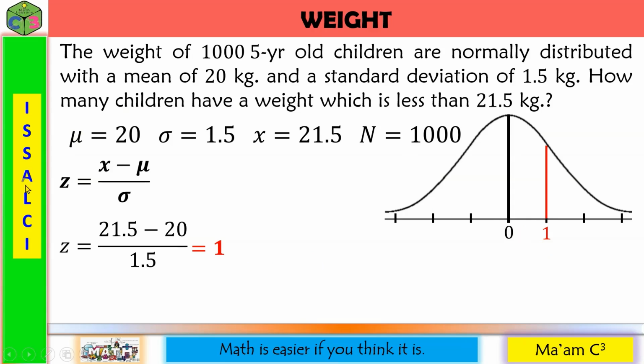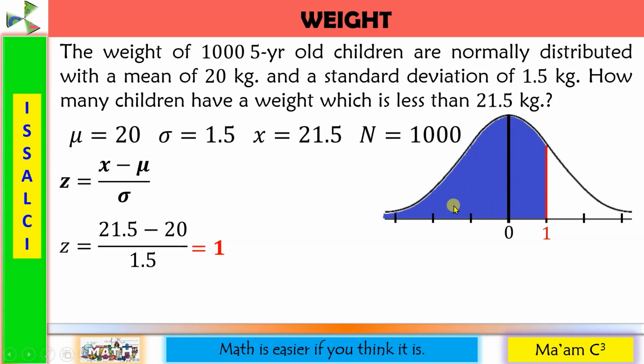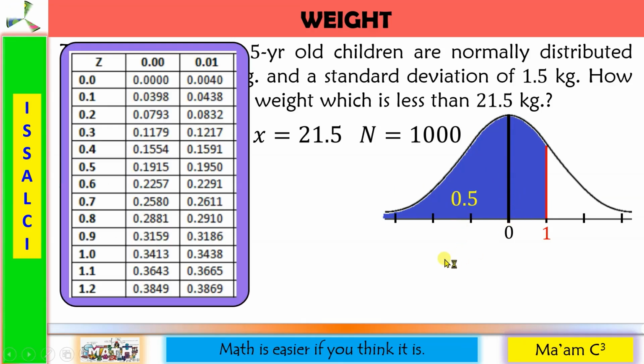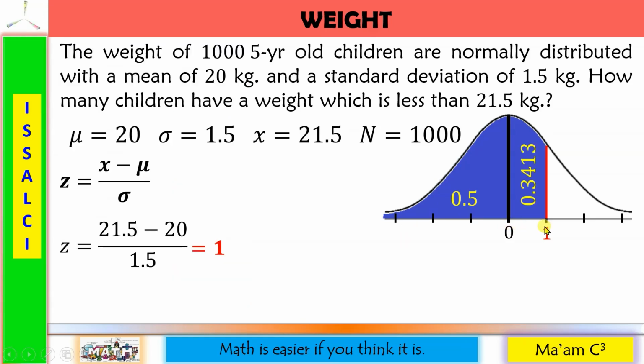Now, let us analyze which area we are going to consider. How many children have a weight which is less than? So if this is 1, that corresponds to 21.5, less than means going to the left. We all know that half of a bell curve is 0.5, so we simply have to look for this portion. So let us locate it in our z table. Positive 1, here is 1. This is a whole number, so the hundredths digit is 0. Get the intersection. The area is 0.3413. This area is from 0 to positive 1.